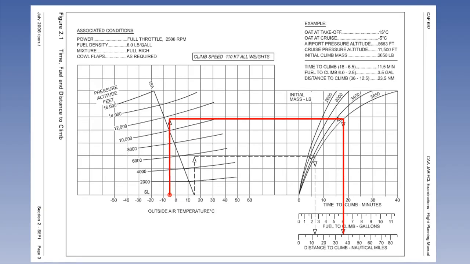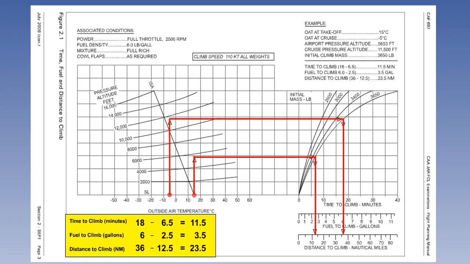If the climb is from sea level to cruise altitude, the use of the graph is fairly straightforward. However, if the departure airport is not at sea level, a theoretical climb from sea level to the airport must be calculated, and the result subtracted from the sea level to cruise altitude climb.